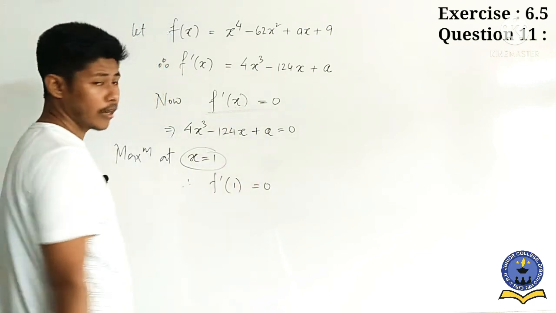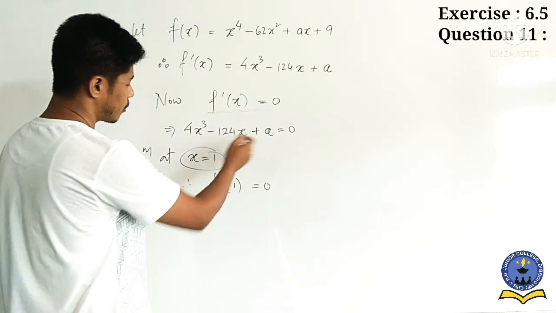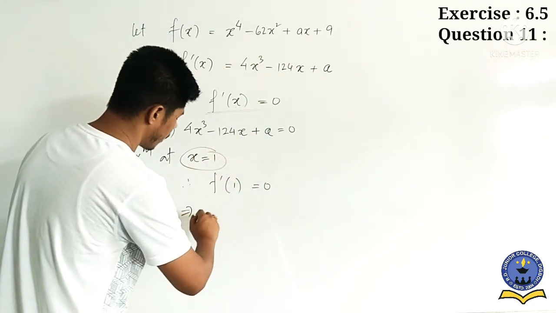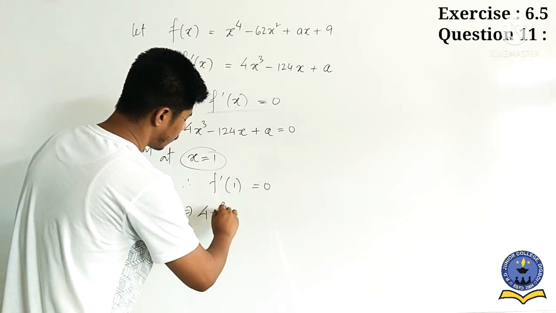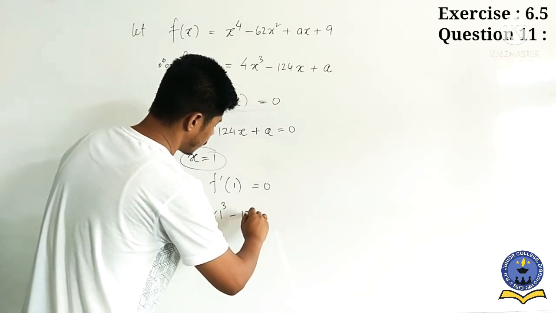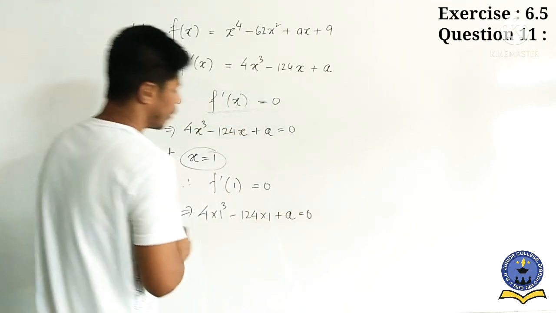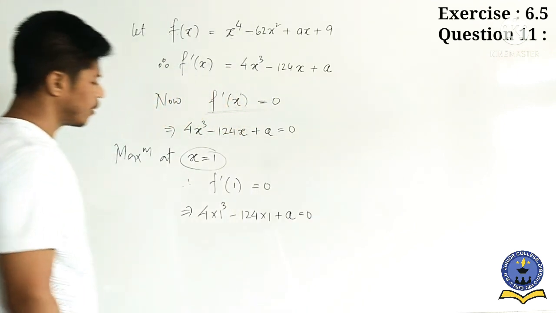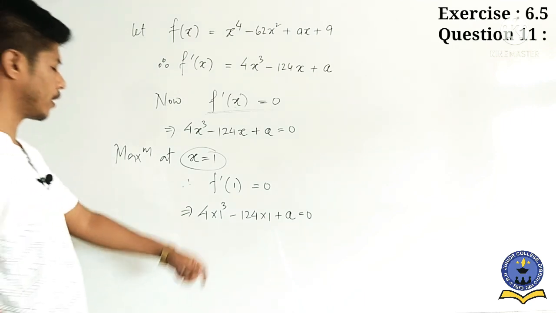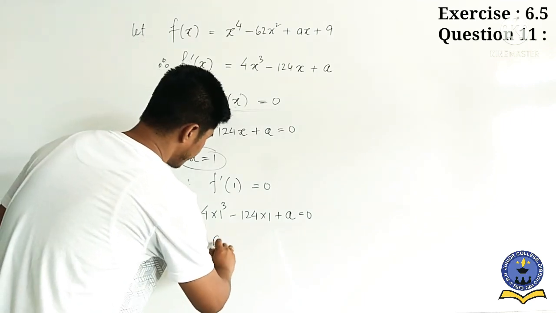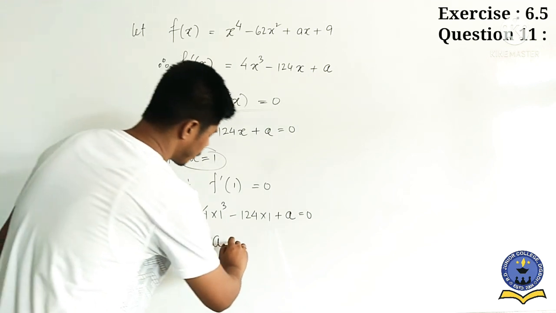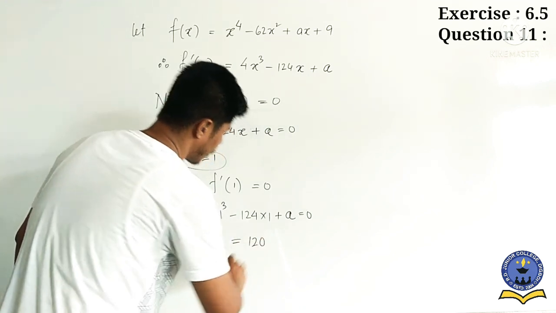So f dash of x means already we know, this one is the result. So that's why here we have to write 4 into 1 cube minus 124 into 1 plus a equals to 0. Isn't it? So this one we write 0 here, and ultimately from here what we get? If we calculate, the answer is 4 minus 124, 120. So that's why a equals to 120.